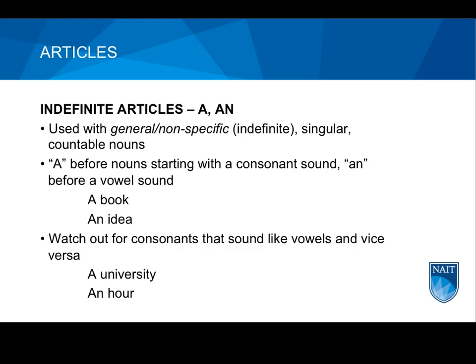It is important to note that we are looking for the consonant sound or the vowel sound, not specifically a consonant or a vowel. There are some words that start with a vowel, but it sounds like a consonant, or some words that start with a consonant, but it sounds like a vowel. So for example, the word university starts with a U, which is a vowel, but it has the y sound, and y is a consonant sound. So for the word university, we would use the indefinite article a.